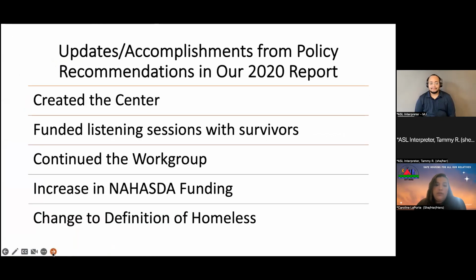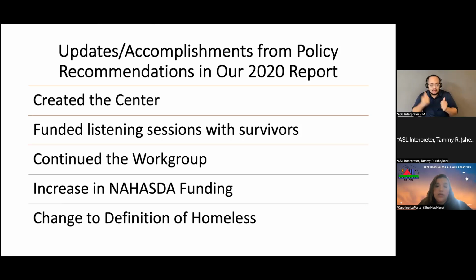All right, just very quickly, accomplishments from our policy recommendations that we had in our 2020 report. Obviously, we created the center. That was great, and we did so in partnership with many of you here, including FISB and also NRCDV. We funded listening sessions with survivors. We actually paid survivors for their time, and continued to facilitate the work group.